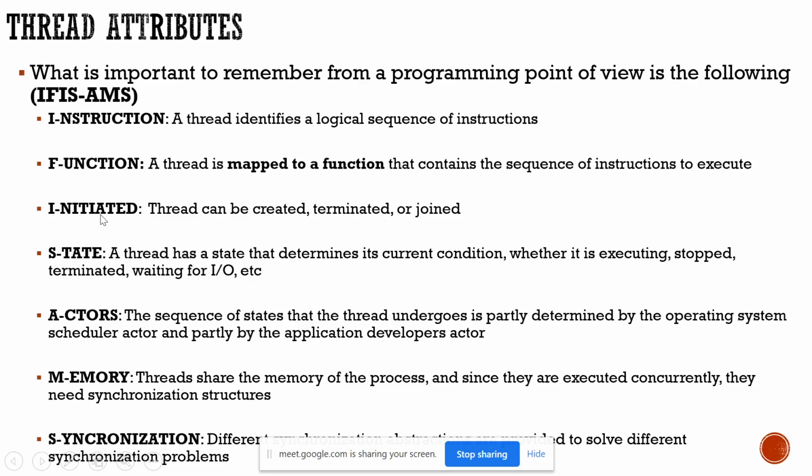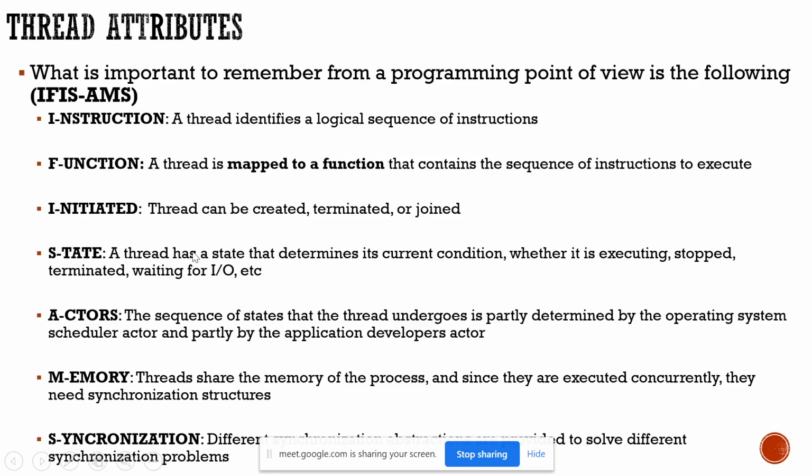Every thread has to be initiated. That thread can be created, terminated, or joined. I already explained what joining means, right? You are creating a dependency between the two threads, where you make the other thread wait until the parent thread has completed execution. And what is a state?